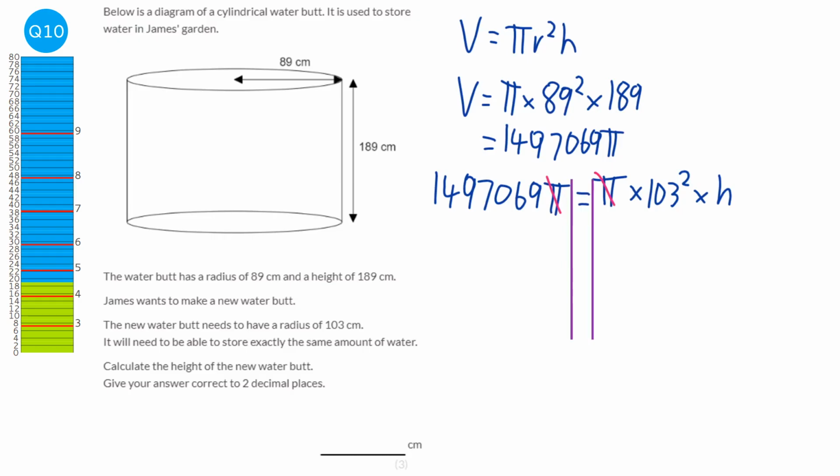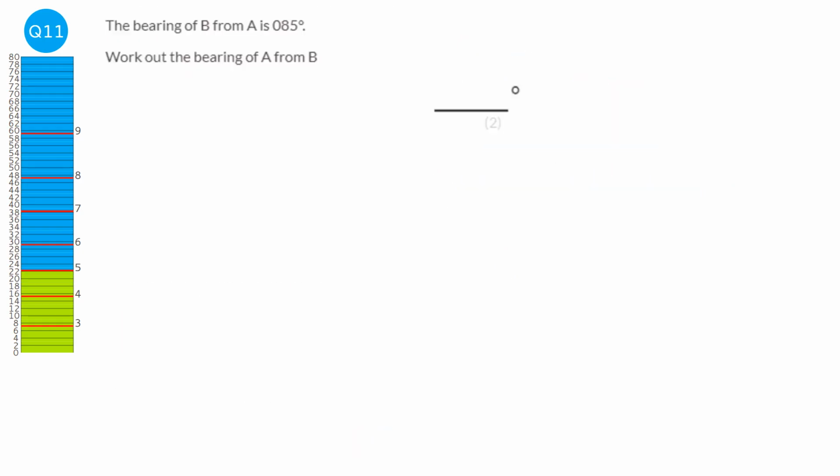And then we can get our solving lines in, and we can divide both sides by the 103 squared. And on the left hand side we get 141.113 blah blah blah, and on the right hand side we get h. So the height will be 141.113. It says it wants it to 2 decimal places, so that will be 141.11.